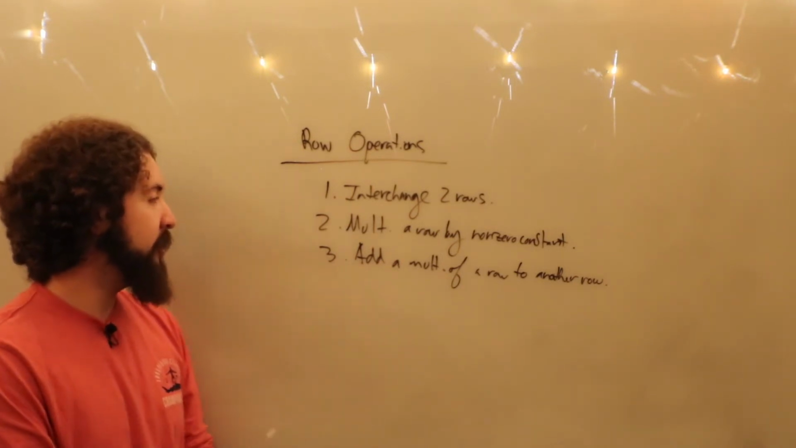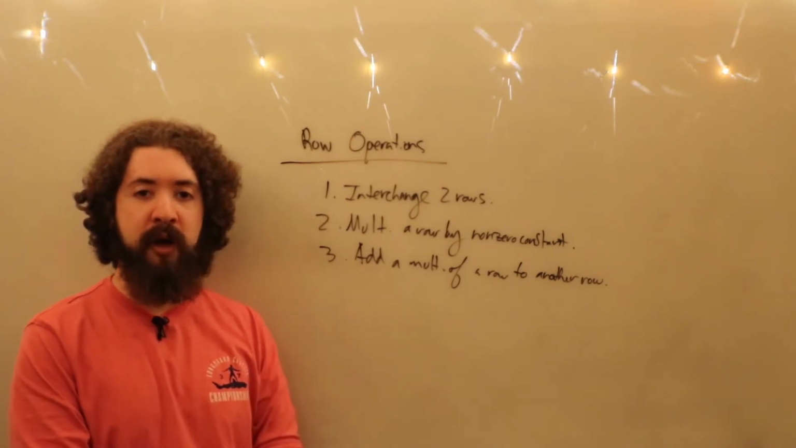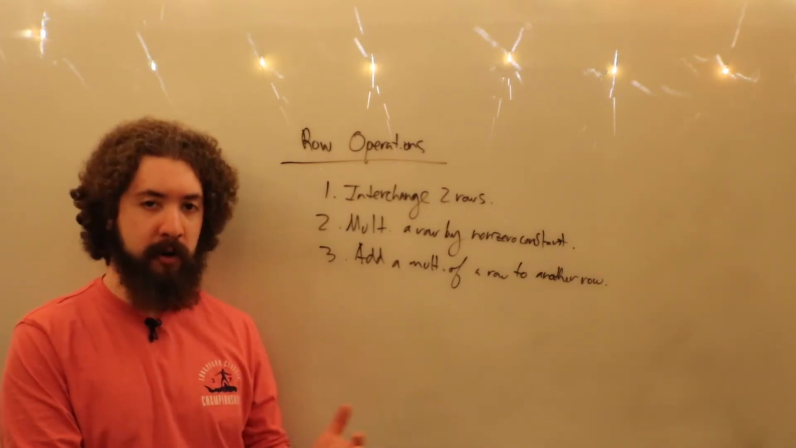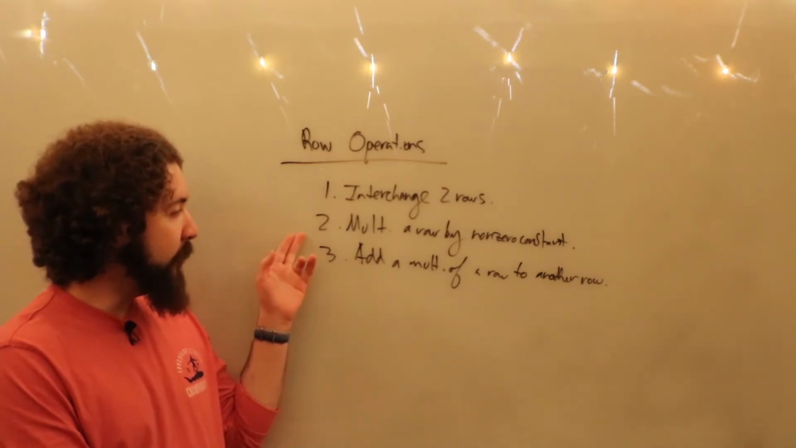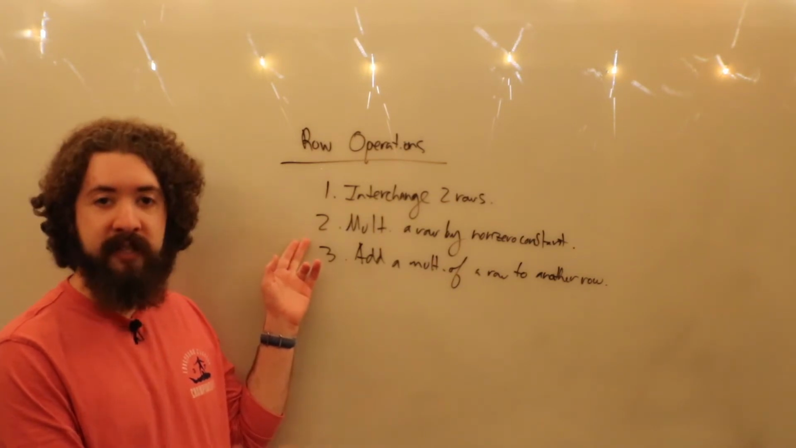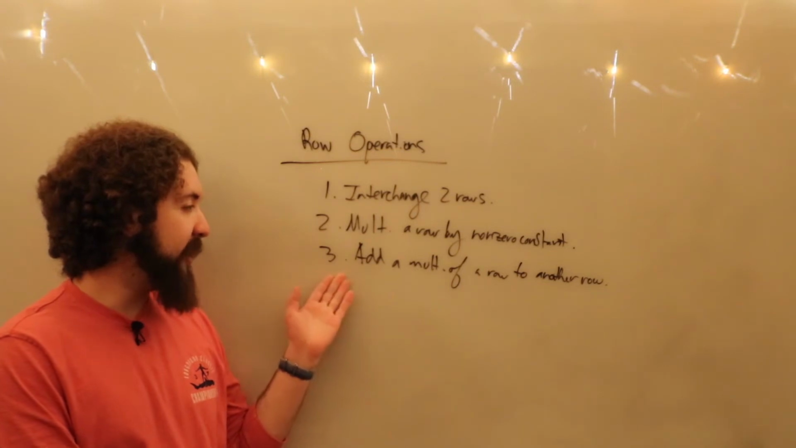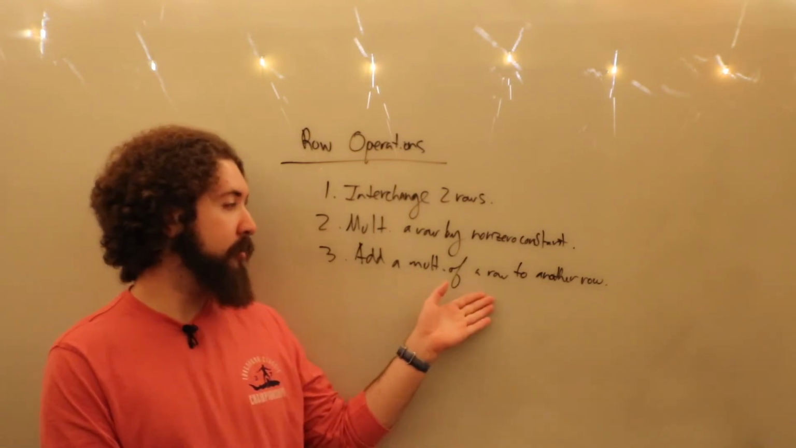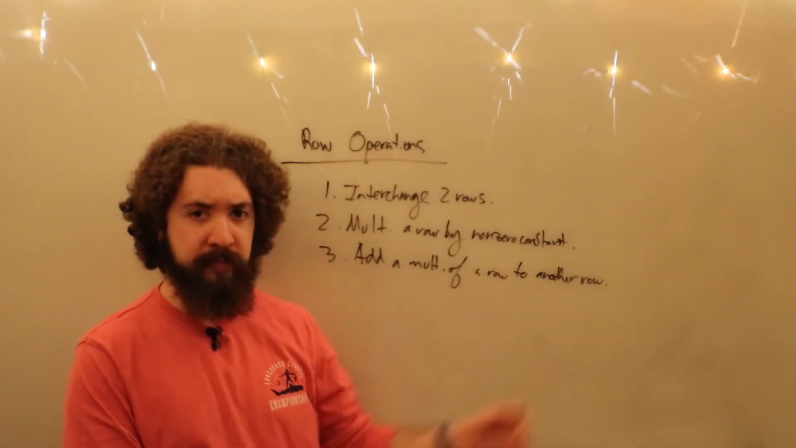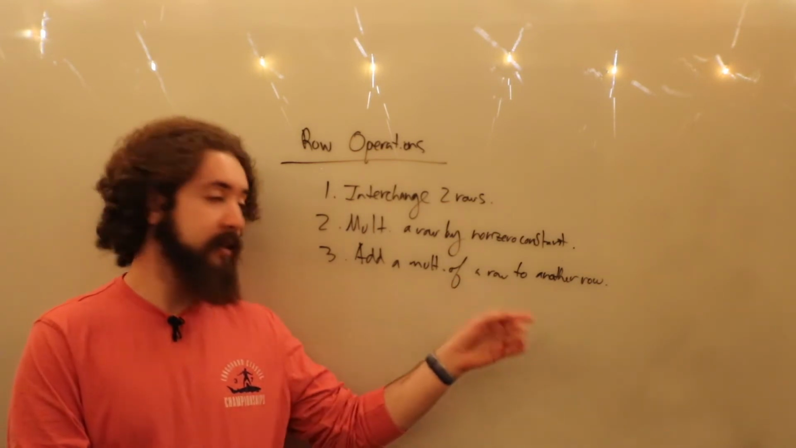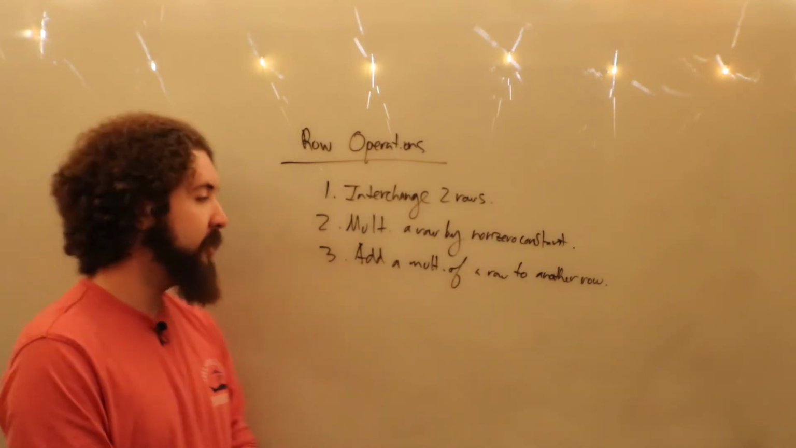So what can we do? Well, number 1, we can interchange 2 rows. Instead of equations, we now have rows. Number 2, we can multiply a row, instead of an equation, by a non-zero constant. And lastly, we can add a multiple of a row to another row, and that replaces the second row, the one you add to.